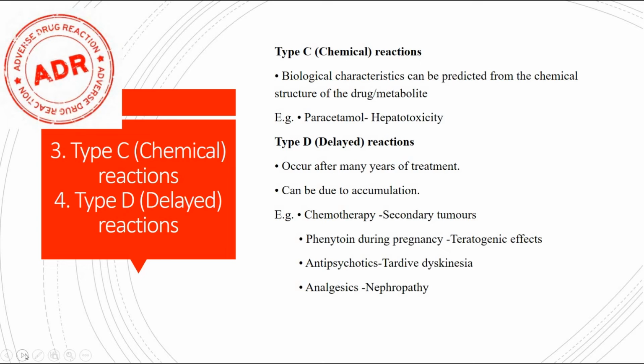Even a very prominent example is phenytoin during pregnancy. It is causing phocomelia or the teratogenic effects, means malformation or deformation in the neonates. And the antipsychotic drugs, that is causing the tardive dyskinesia, and then the analgesics, which is causing the neuropathy. So these effects are being seen over a prolonged period after the drug administered.